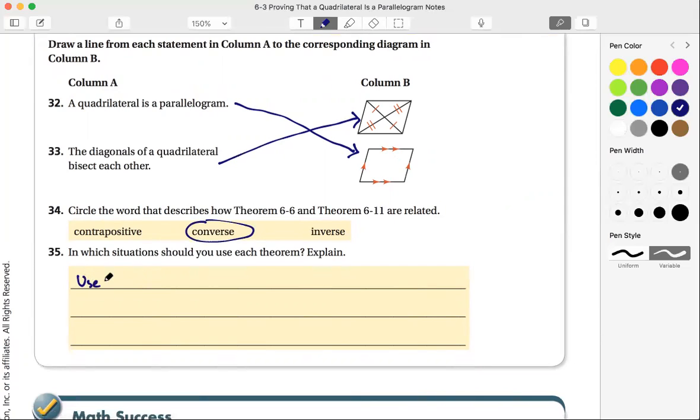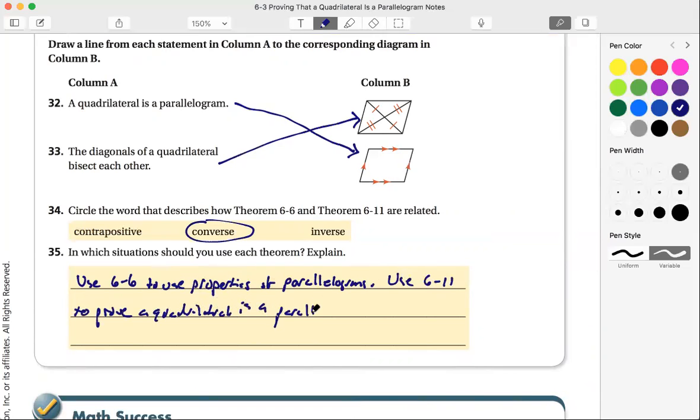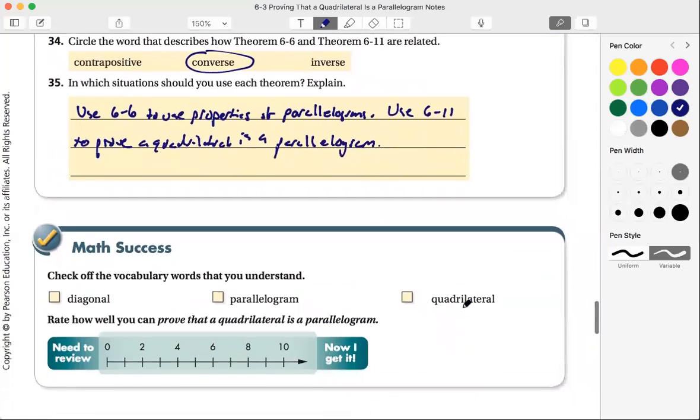So we would use 6-6 to use properties of parallelograms. We would use 6-11 to prove a quadrilateral is a parallelogram. And that's the end of this section.